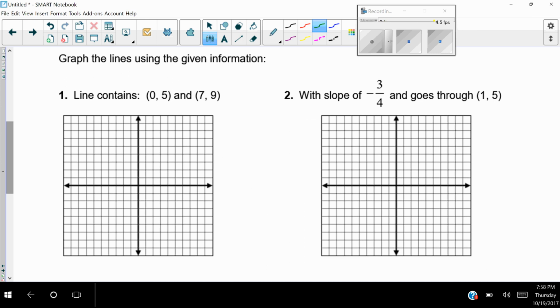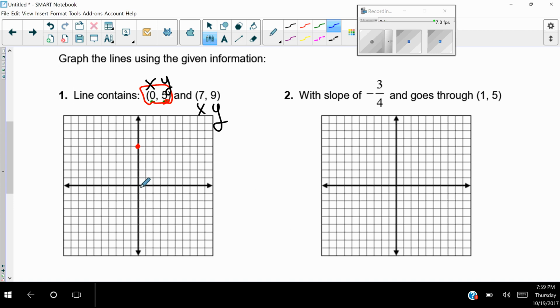Graph the line using the given information. A line contains (0, 5) and (7, 9), right? So this is my x value. This is my y value. My y's are going to be in red. So I'm going to go 0, which means I'm not going to go to the right or to the left, but I'm going to go up 5. 1, 2, 3, 4, 5, and I want you to write that dot. Remember, it's always in alphabetical order. X comes first and then y.